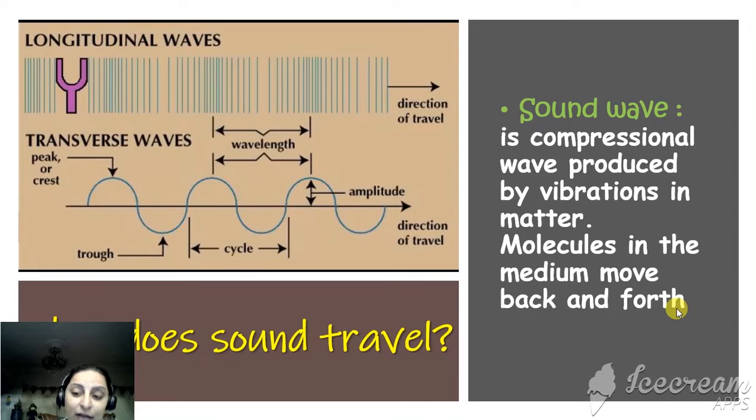And we said that sound waves are very fast in the solid medium. So how does sound travel? We said that this is a transverse wave, and this is the longitudinal wave, and sound waves are an example of a longitudinal wave or compressional wave. And while the tuning fork is working, it produces sound waves, and the direction of travel is in this direction.